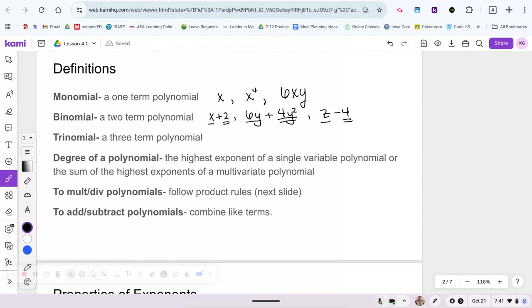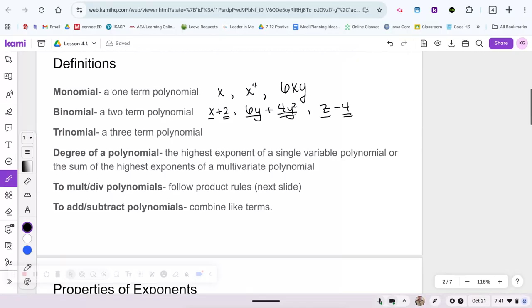A trinomial is a three-term polynomial. The most common we're going to be working with are our quadratics. So when I have x squared plus 6x minus 2, the first term is x squared, the second term is 6x, and the third term is 2, being separated by addition and subtraction signs.